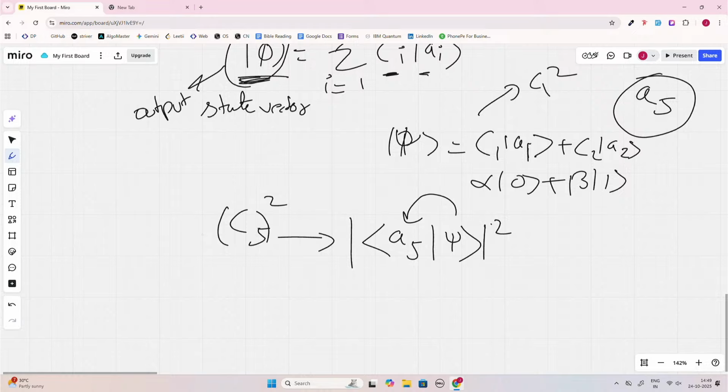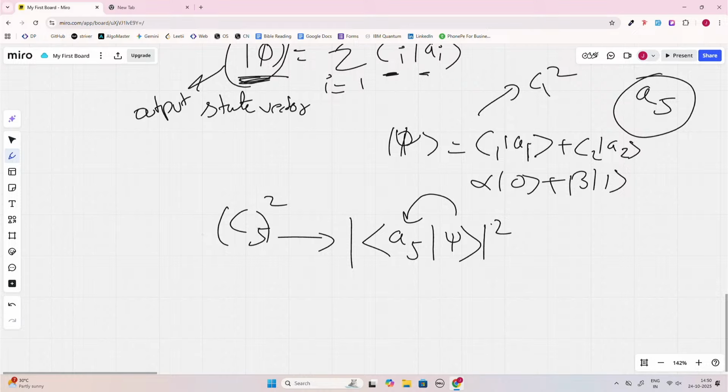Okay. So if anyone asks you, like you take alpha |0> plus beta |1> and you say alpha square is a probability, how? This is the entire reason. This is the how behind why alpha square is a probability and alpha is the amplitude. Okay. Got it, everyone?